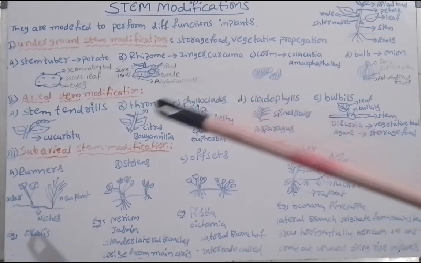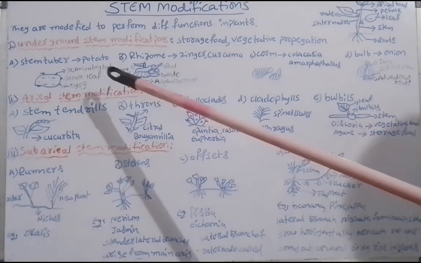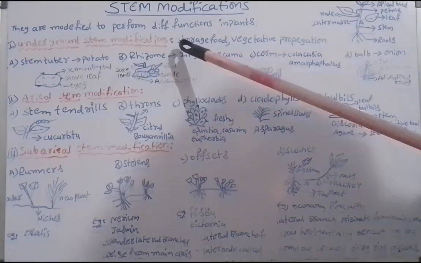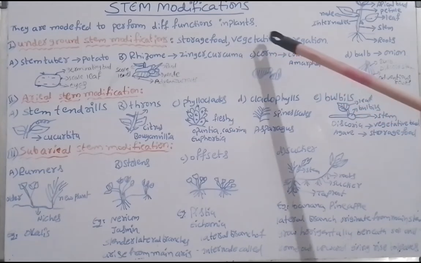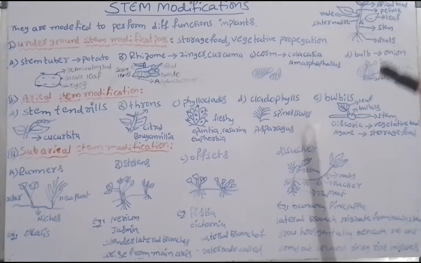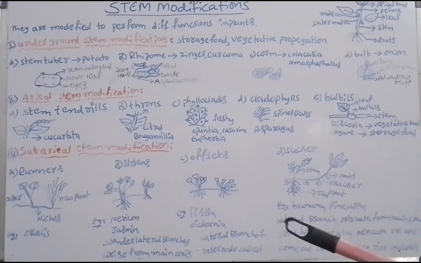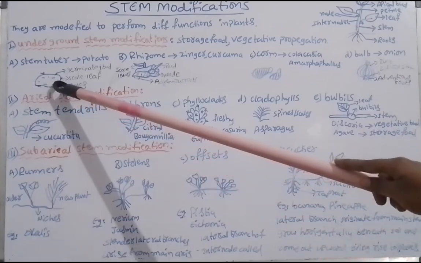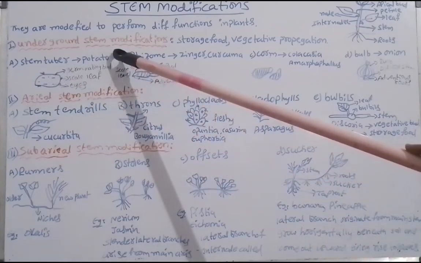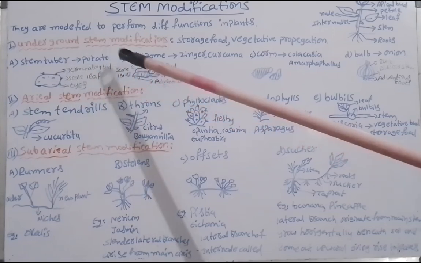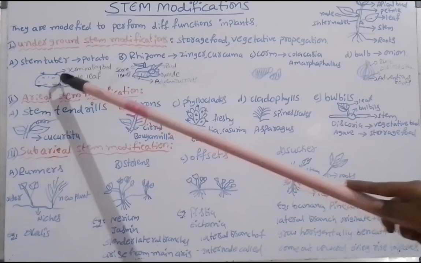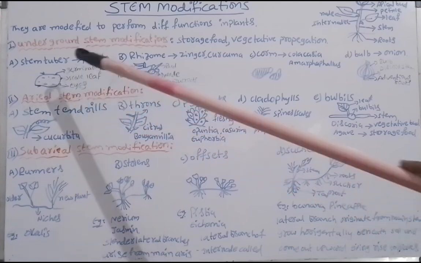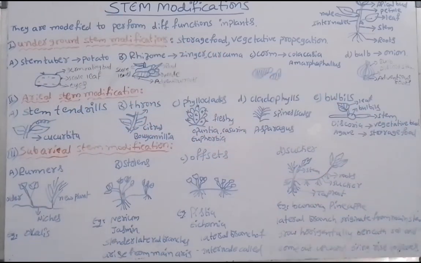First one, see here, potato. Potato is used for storage of food, and it is also used in vegetative propagation in unfavorable conditions. Here this is the potato germinating bud. This germinating bud develops in unfavorable conditions. Next, scale leaves and eyes. This is the stem tuber.